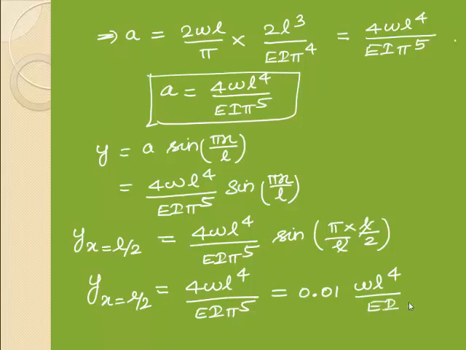The standard formula for this case, that is when a simply supported beam is subjected to uniformly distributed load throughout its span, the maximum deflection will occur at the midspan of the beam. So the formula for maximum deflection is 5 by 384 W L power 4 by EI. 5 by 384 is 0.01.